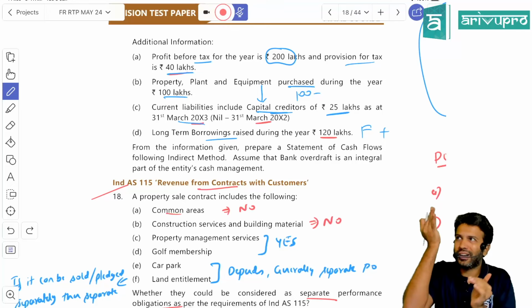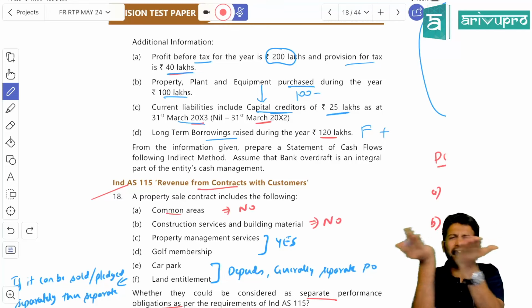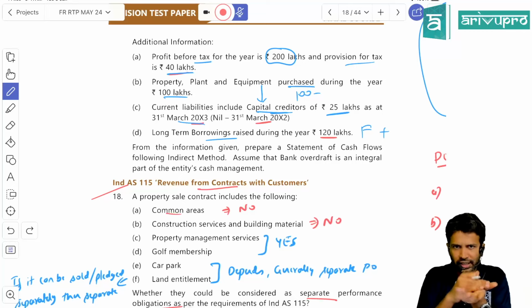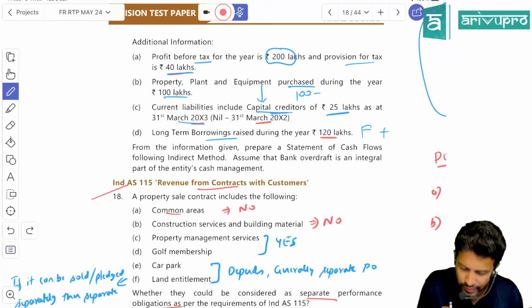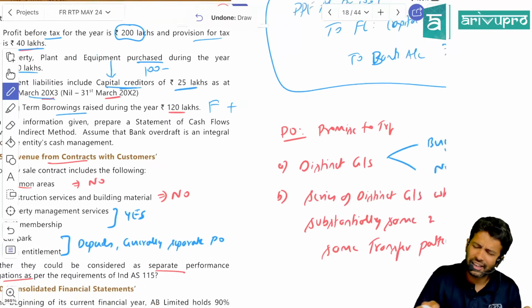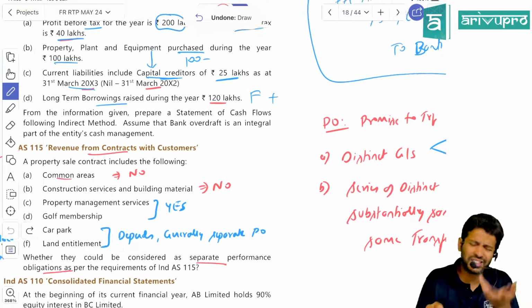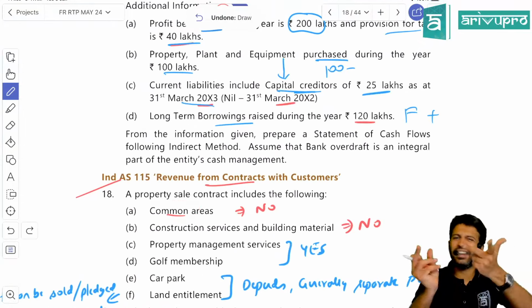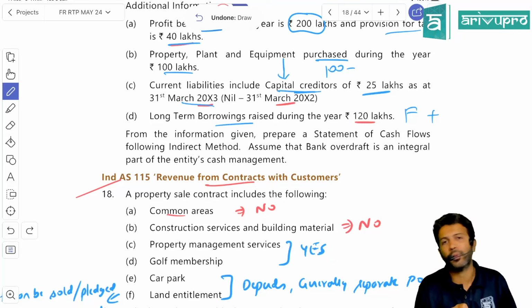No. Means what? That apartment which you purchased and the common areas are highly interrelated, interdependent. Right? One cannot function without the other. Correct? Now, common area you cannot purchase separately. So will this be a separate performance obligation? No. That's all. So you simply write the performance obligation definition and just conclude. These common area and property sale contract are highly interrelated, so it is not a separate performance obligation.